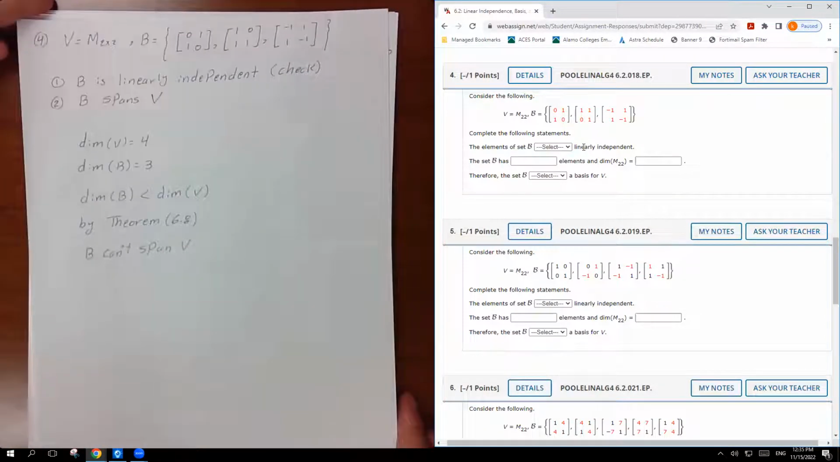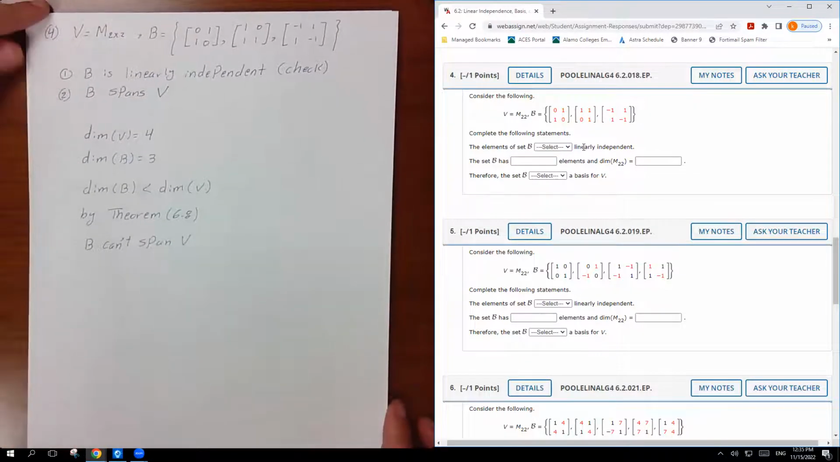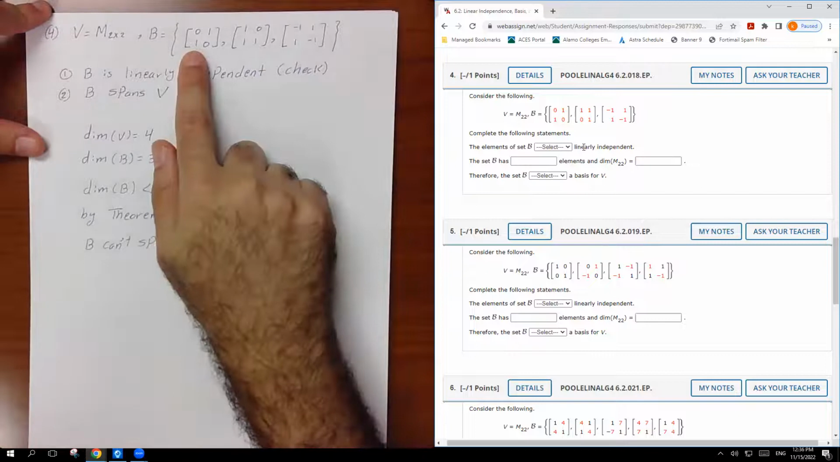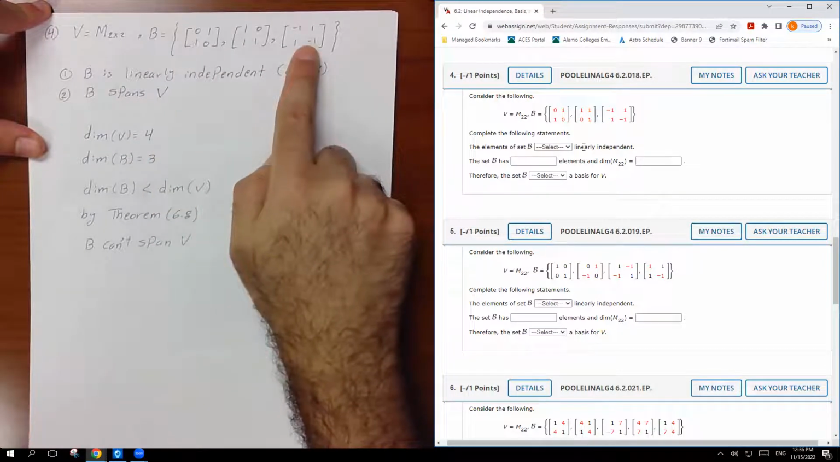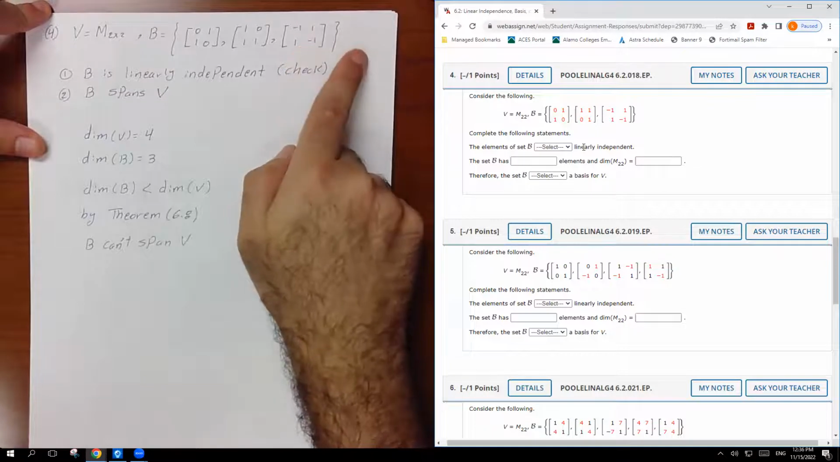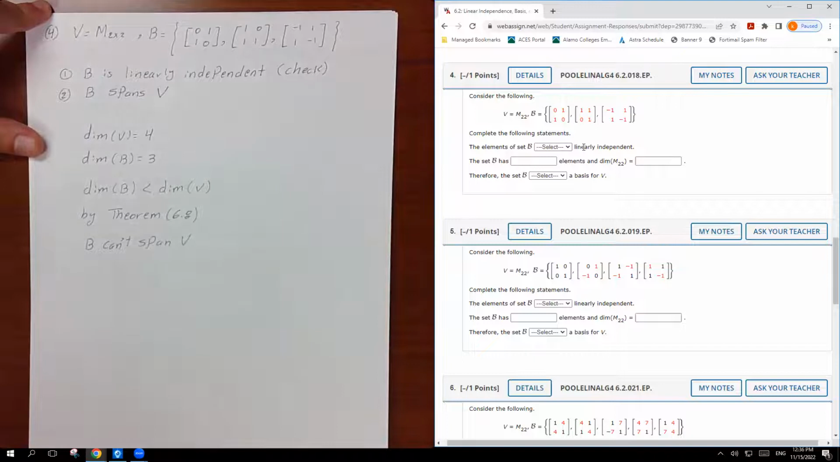So do exactly the same thing we did in the first example. You're going to get C1 with this matrix, C2 with the second matrix, and C3 with the third matrix equals 0. And then you have to find C1, C2, C3. So for this example, yes, it's going to be linearly independent.